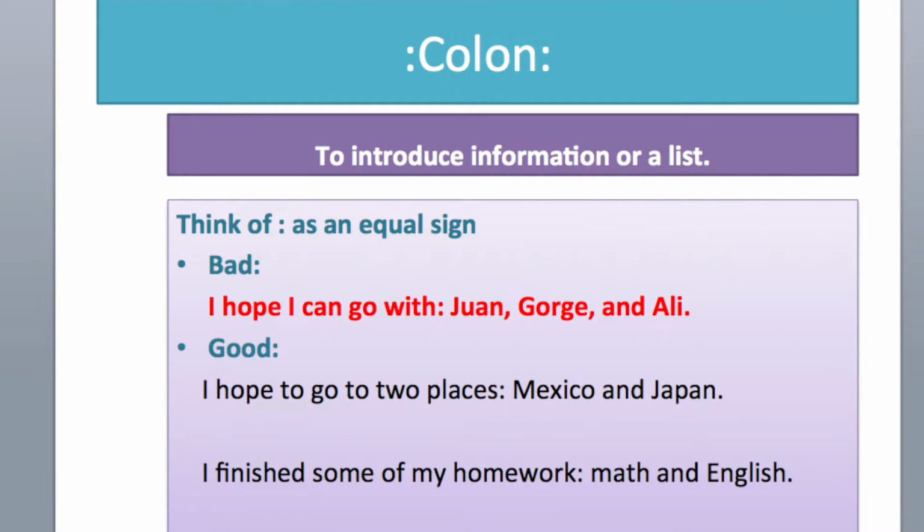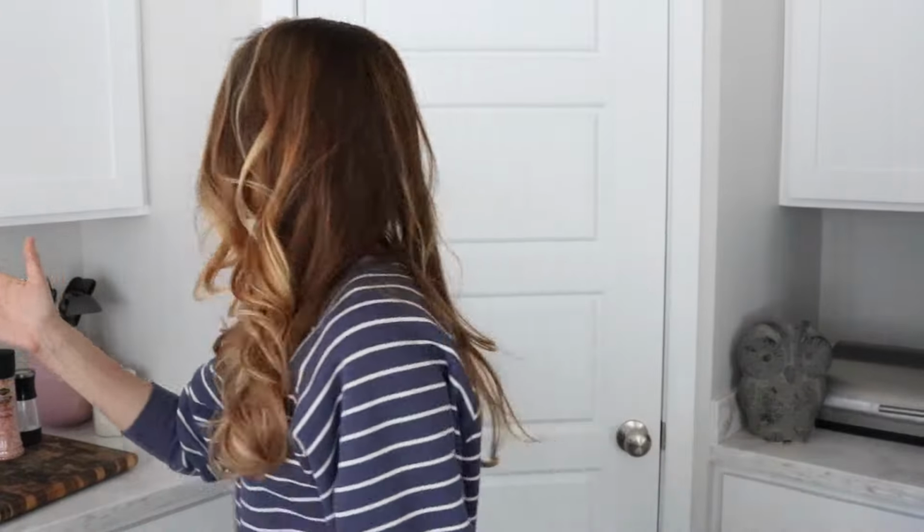So think of a colon as something that stops the sentence and then tells you what the sentence equals. It can introduce a list in that way, but it doesn't have to. My bad example here says, I hope I can go with colon, Juan, George, and Ali. Now notice where the colon is. I can't stop a sentence here. "I hope I can go with" doesn't stop a sentence. I can't walk up to you and say, hey, I hope I can go with. It doesn't make sense. Because the word with is there, this cannot have a colon.